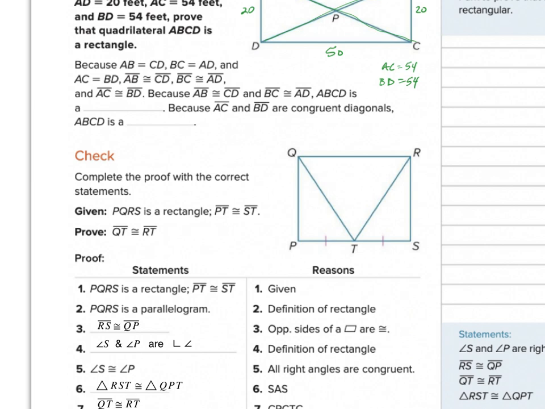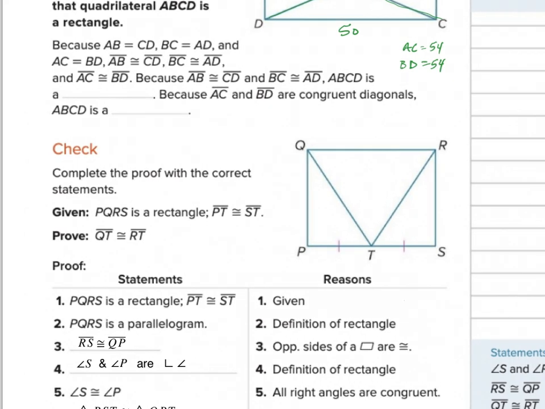Oh goodness. Let's see. Proof for the correct statements. We don't do these proofs, right? Tennessee is not requiring that. But given that PQRS is a rectangle and PT is congruent to ST, they want me to prove QT is congruent to RT.